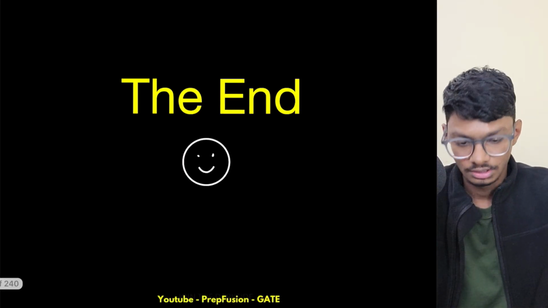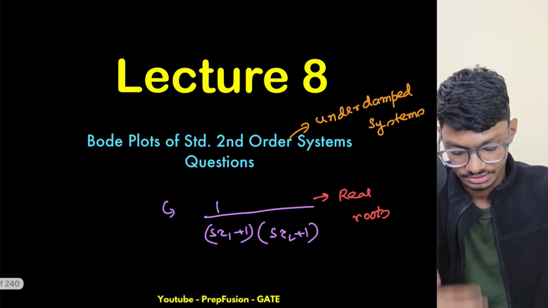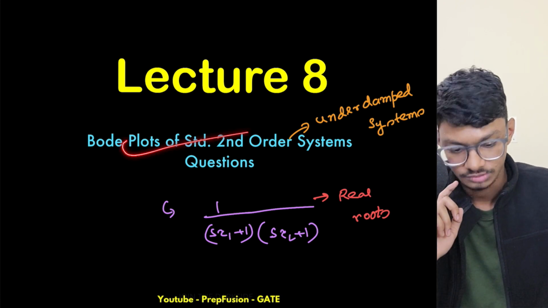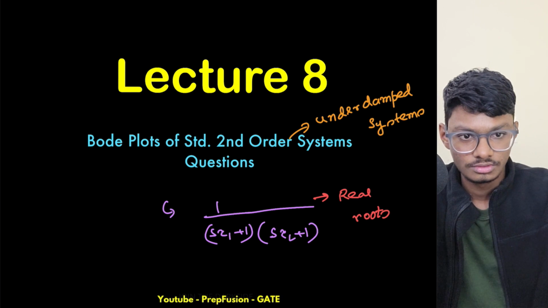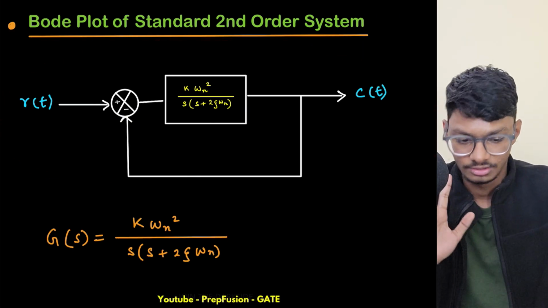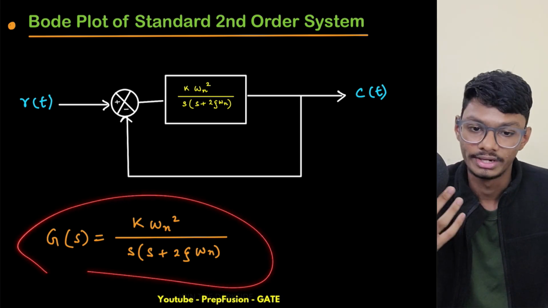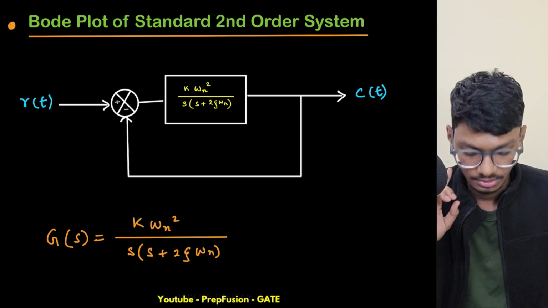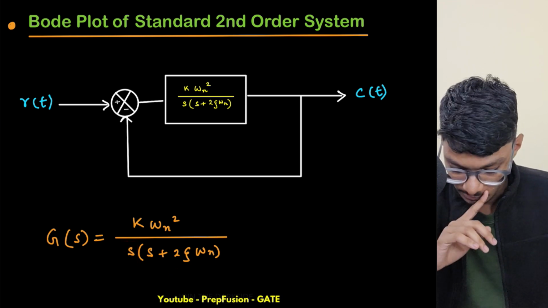Let's go to the topic of this lecture, basically Bode plots for a standard second order system. This is a standard block diagram of a standard second order system. We already know this. This is the OLTF of a standard second order system. Here my type is 1, order is 2.